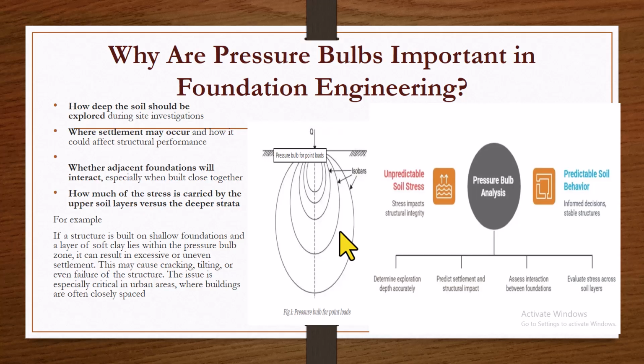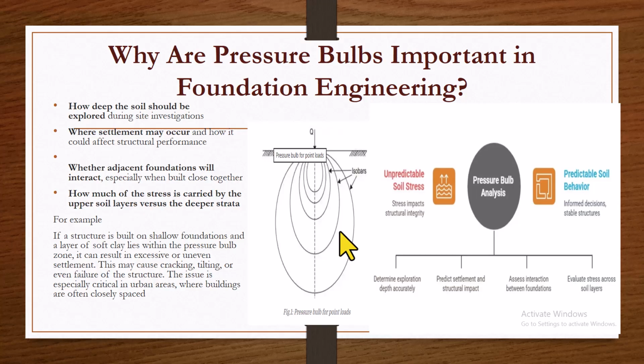And once you have that settlement problem, your building begins to tilt towards a particular side. And that is why they said it is important, because from the pressure bulb you know that if this should get to this point, I'm going to have a settlement problem. And also from the pressure bulb, you're able to know between the two footings, am I going to have what we call an interaction between the two footings?